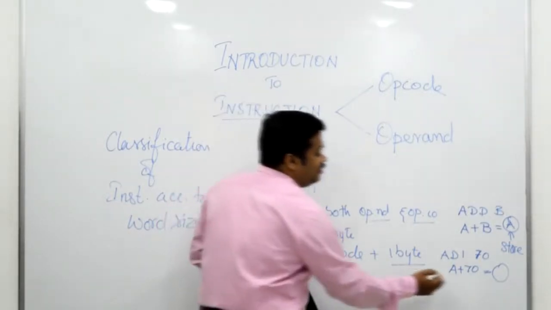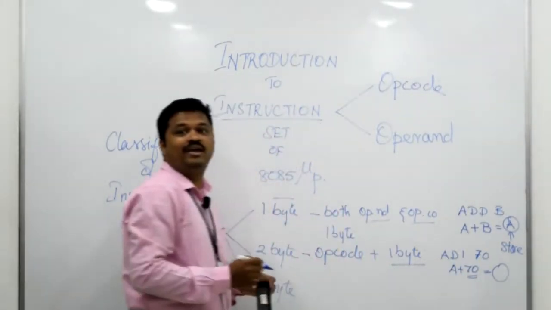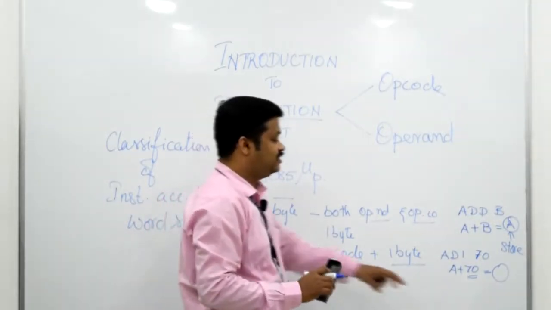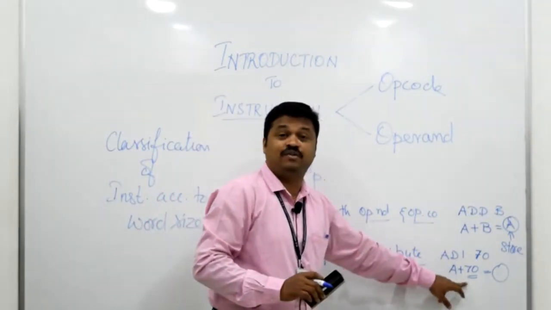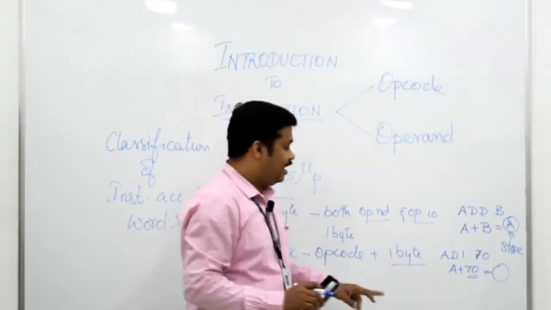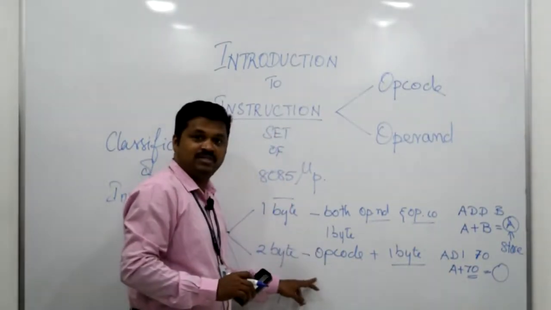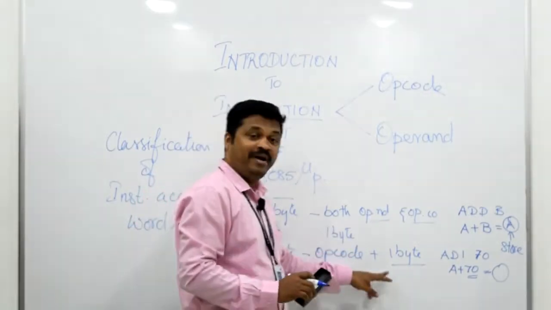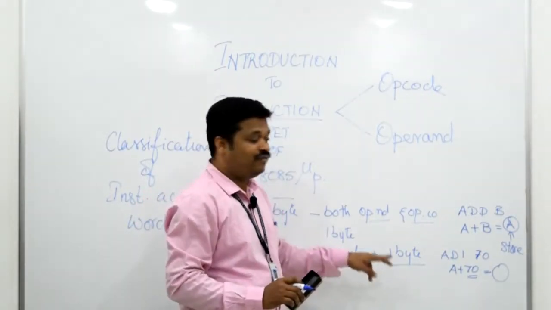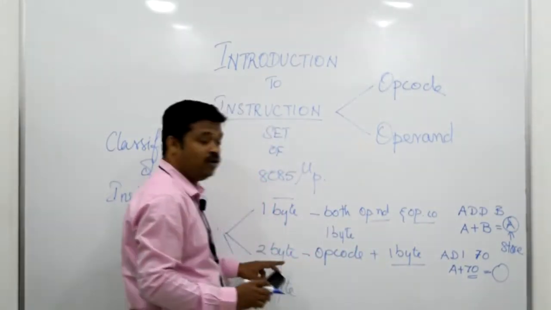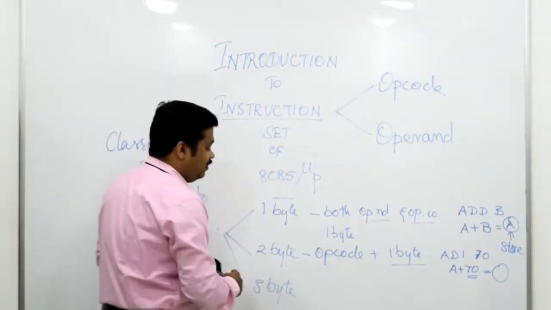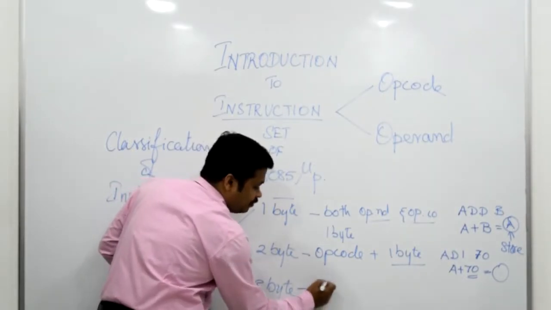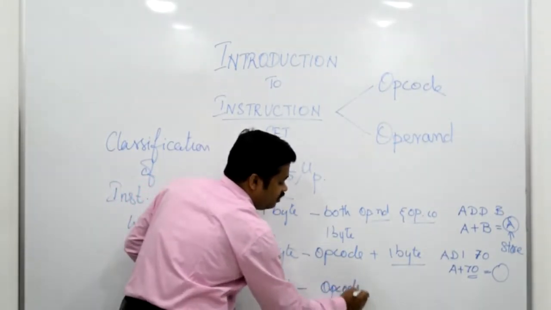Now this 70 is data which is of size 1 byte, and you have one more byte for the opcode. So, you will have 1 byte for the opcode and 1 byte for the operand. If you see that kind of instruction, it belongs to the 2 byte instruction. And the third one is the 3 byte instruction.